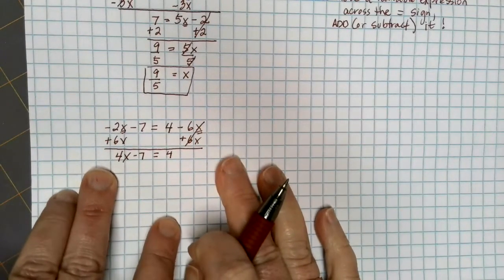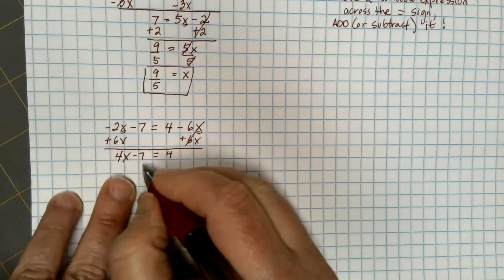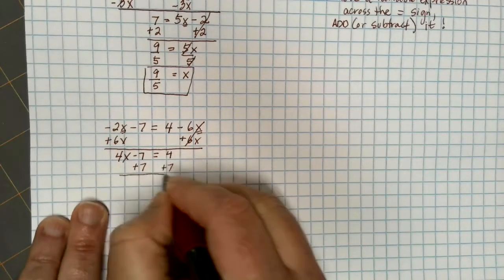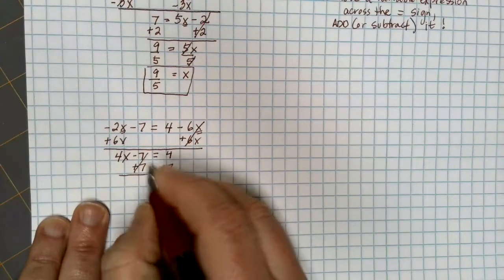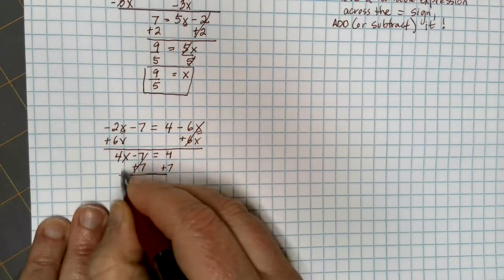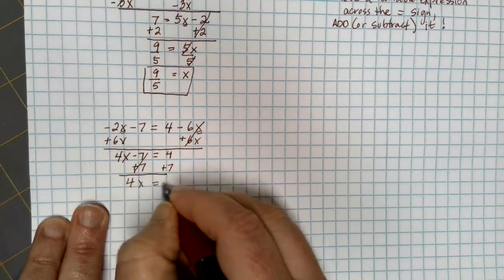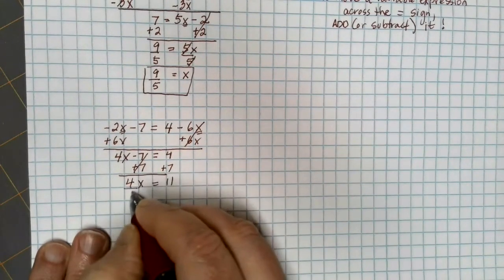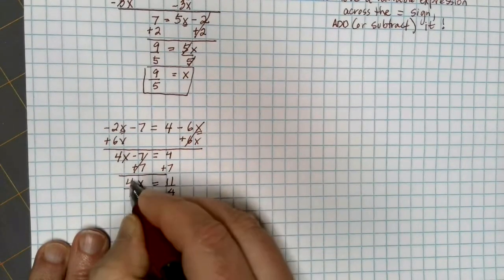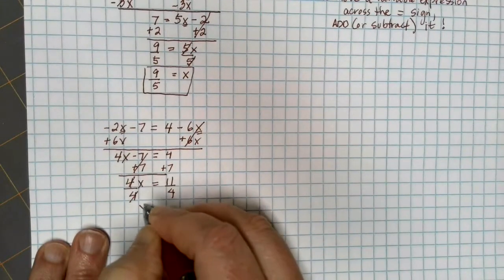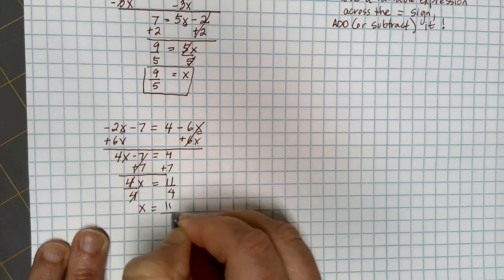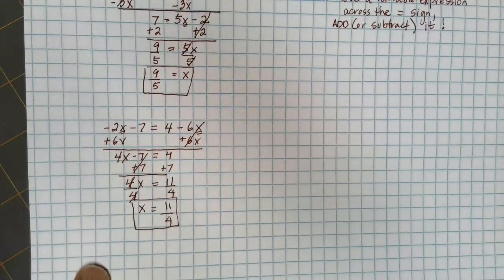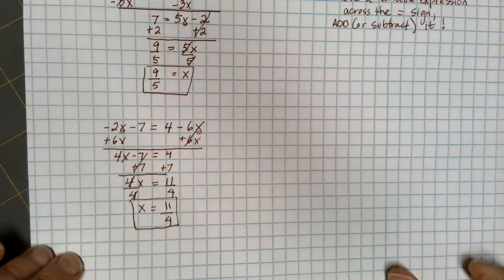To finish getting the x alone, I have to get rid of anything added or subtracted first, so I add 7 to both sides. That undoes itself and leaves me just with 4x equals 11. And then I can finish solving this problem by dividing each side of my equation by 4. 4s undo each other and leave me just with the x. And on the other side of the equation, I have 11 fourths. Doesn't divide in evenly. It's as simplified as it can get. So we're finished.